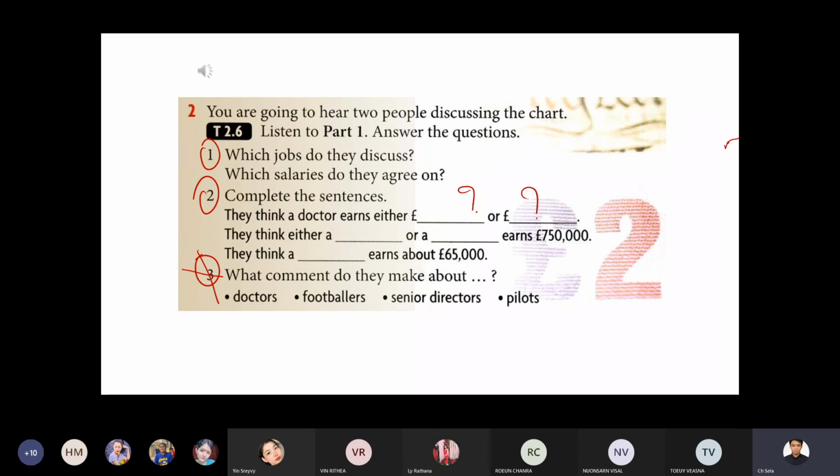All right, so answer the questions. Number one, which jobs do they discuss? They discuss about doctor, lawyer, senior director, pilot, footballer. Yeah. Doctor, footballer, senior director, pilot, and lawyer. Okay, which salary do they agree on?